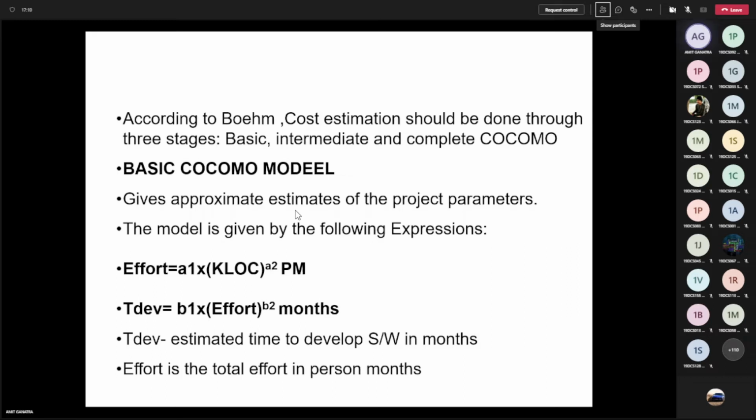So effort is A1 into KLOC raised to A2, and the unit of effort is person-month. Now the second equation, T dev, that is your development time, equals B1 into, now the effort you have calculated from the first equation, this value will come here, raised to B2. And the unit is always in months, right? So your T dev, the development time, is nothing but the estimated time to develop the software in terms of months. And effort is nothing but the total effort one person has to put in a specific month, or if he has to continue for a number of months.